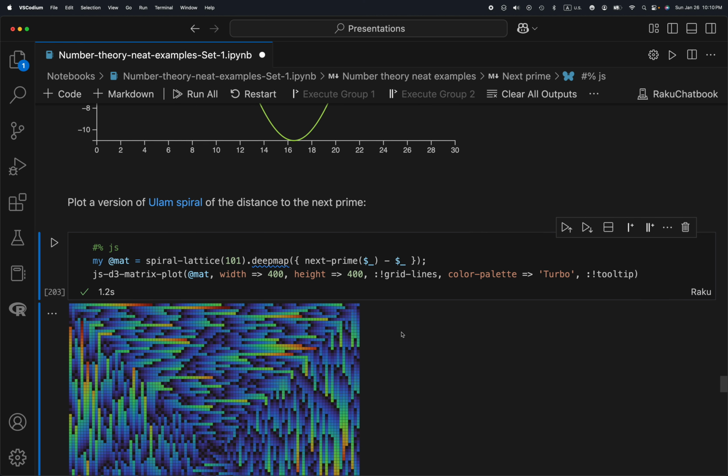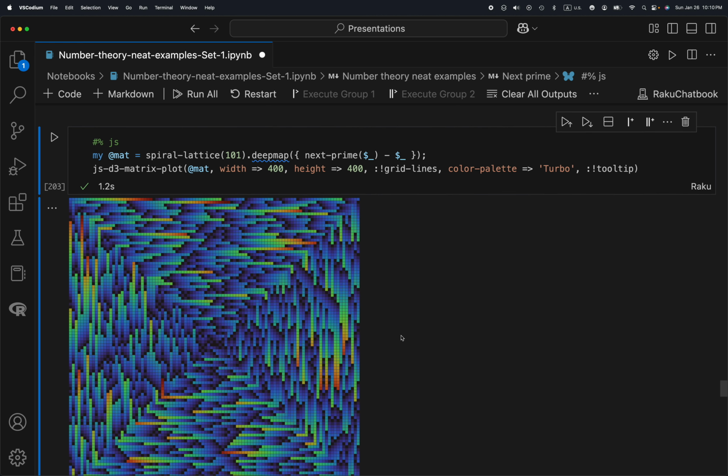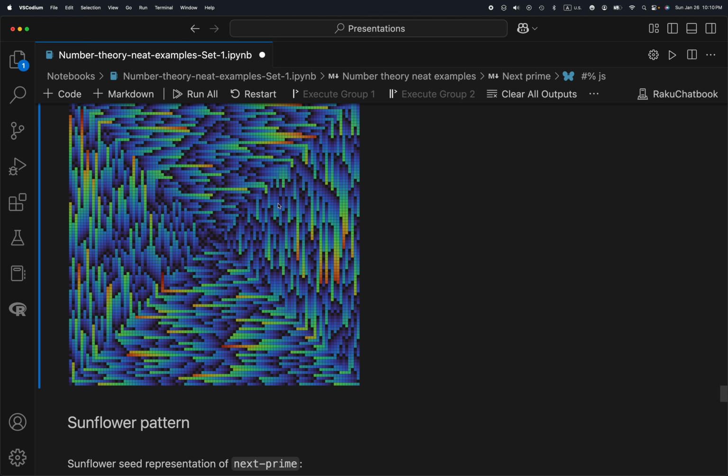This is one of the best looking Ulam spirals actually. So what is happening here is that I make the spiral lattice, and I color each number in the spiral according to the difference between the next prime applied to it and the number, right? So that's what's getting produced.